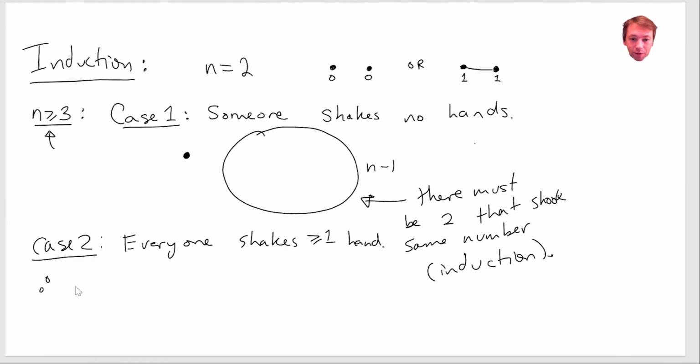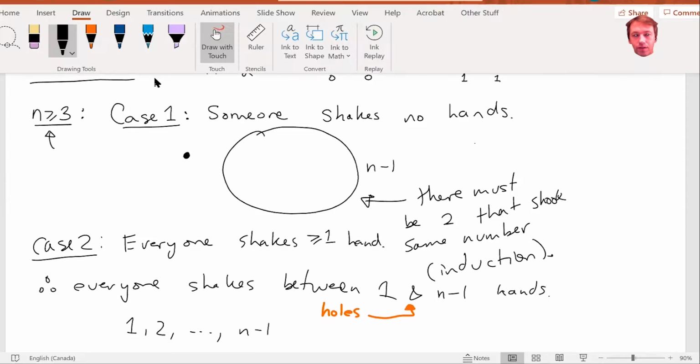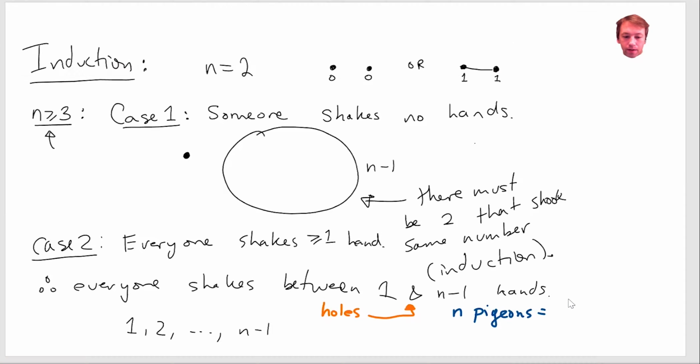So therefore, everyone shakes either 1 or 2 up to n minus 1 hands, and that's kind of like having n minus 1 different pigeonholes. These are the holes. The people are pigeons. That's a weird thing to say. But imagine these n people must be in one of these n minus 1 pigeonholes. Therefore there must be 2 in the same hole, and that means that 2 people shook the same number of hands. So n pigeons, which are people.